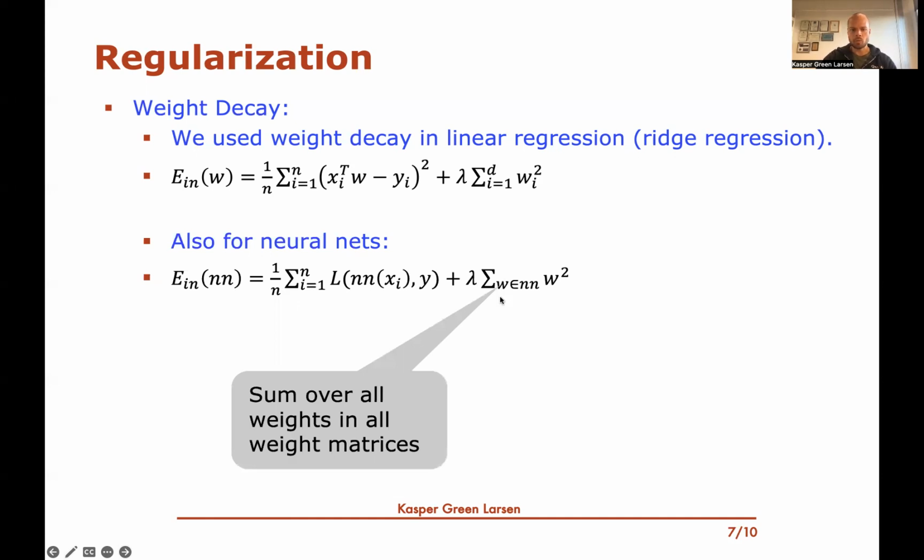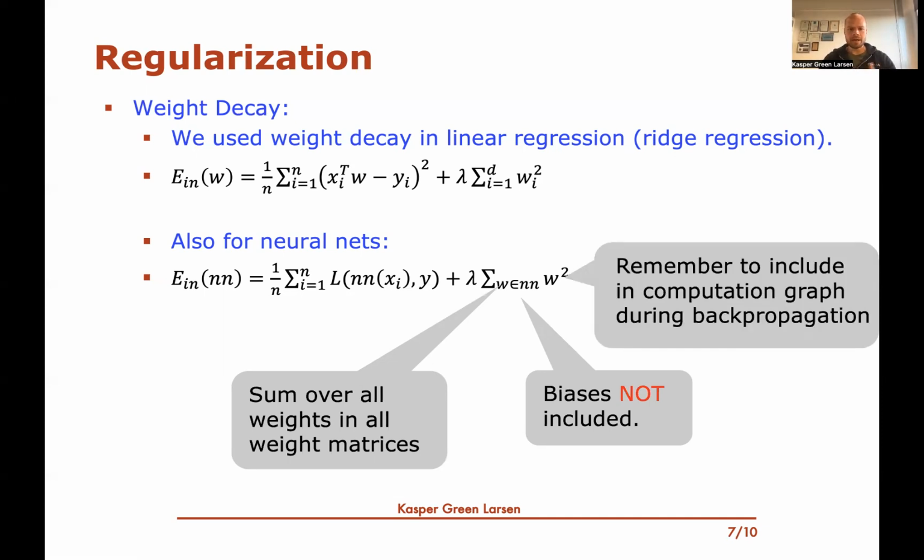So sum over all the weights in the neural net. The neural net has all these weight matrices. Just sum over all the weights and square them. So very similar to linear regression. And one thing that's important here is that you typically do not include the biases when you add weight decay. So that's just a thing to remember. You only sum over the weight matrices, not the bias vectors.